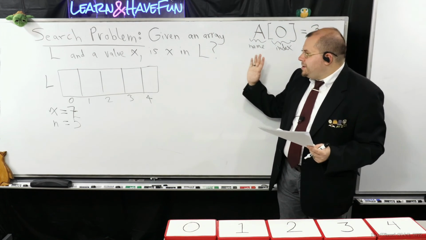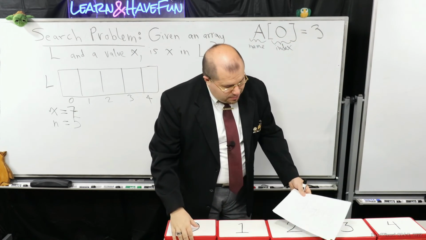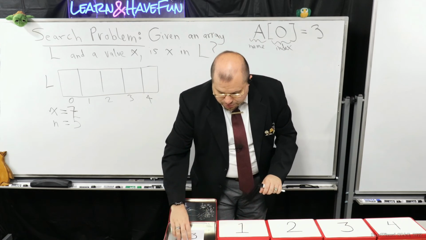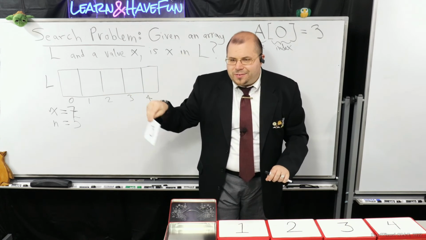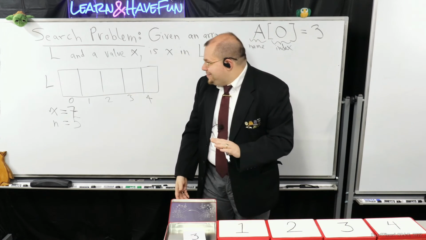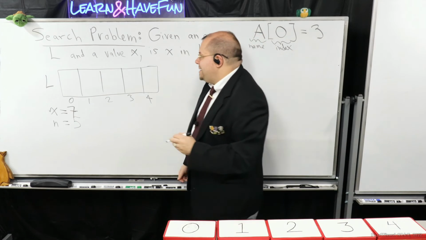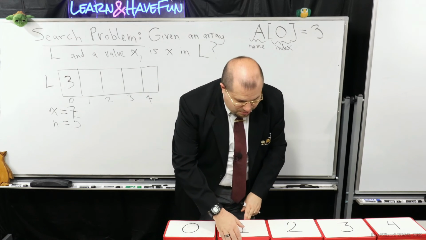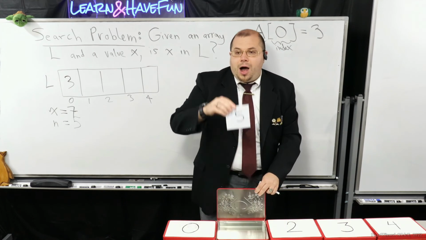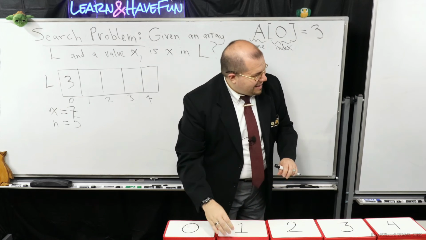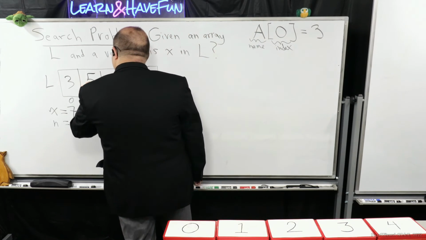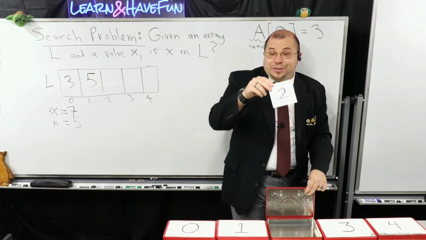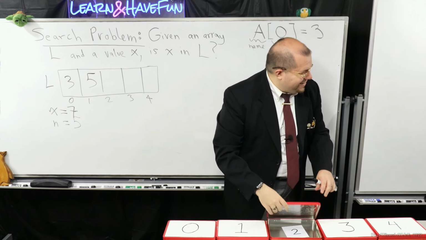So let's go through this. At position 0, let's take a look. Okay, so we have a 3. 3 is not 7, so we know that it does not equal 7. So far we've considered this one. Next, let's look at box 1. Let's remind ourselves what's in here. It's 5. That's not 7. Okay, so let's check box number 2. It has a 2 in it.